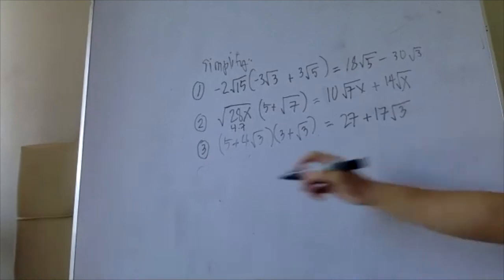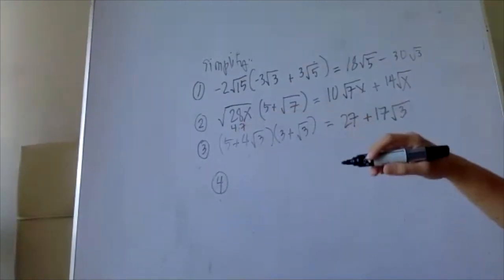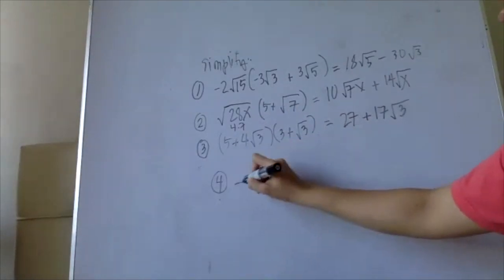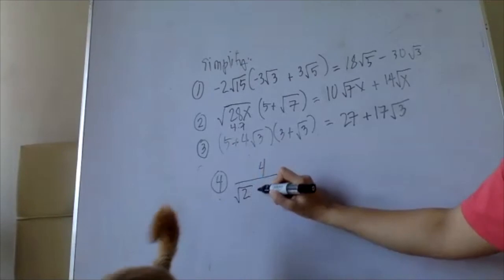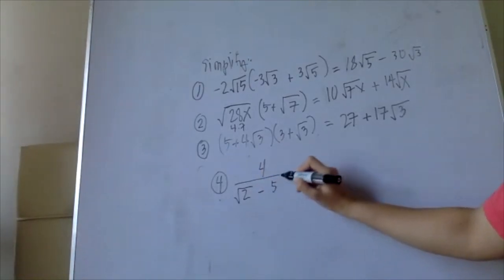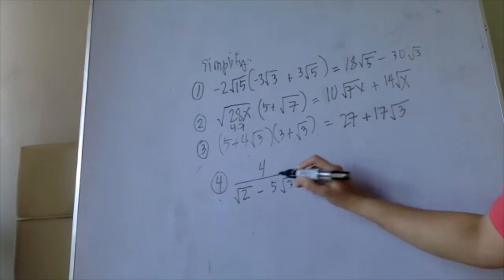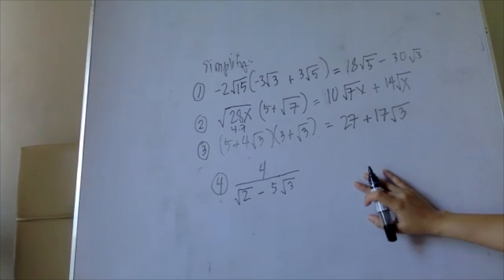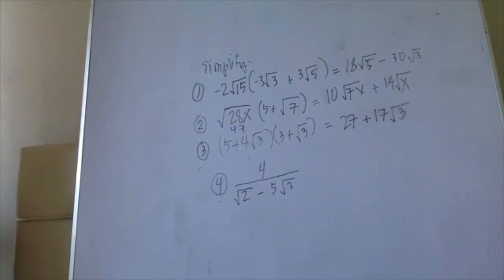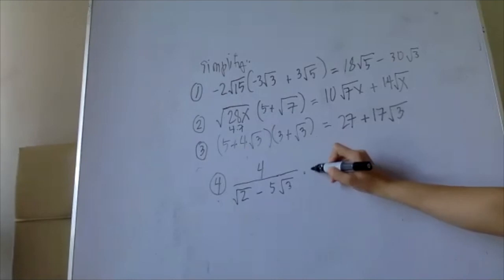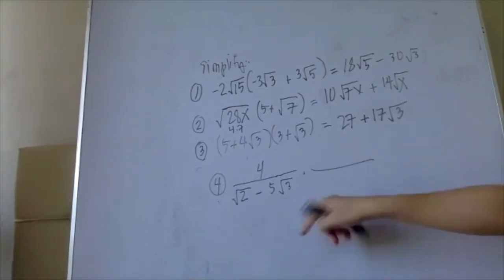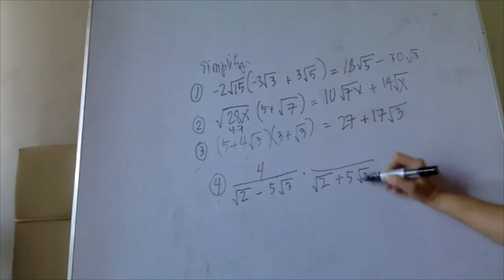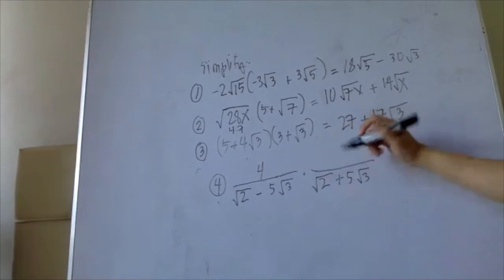Okay, so for number 4, ba't ko binura yung 4? Try. We have 4 square root of 2 minus 5 square root of 3. So here, sana naalala nyo or sana napanood nyo yung video on rationalizing. Mag-rationalize lang tayo. So, multiply muna natin siya by conjugate niya. Anong conjugate ito? That would be square root of 2 plus 5 square root of 3. So, since i-multiply natin yung denominator, ganun din sa taas.